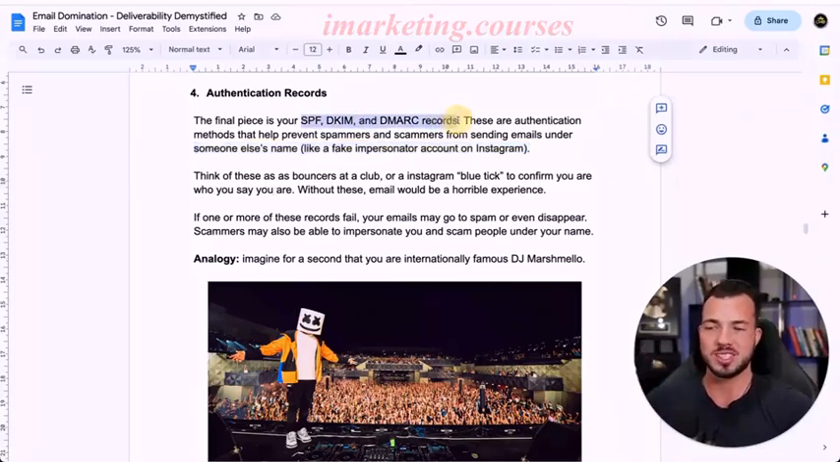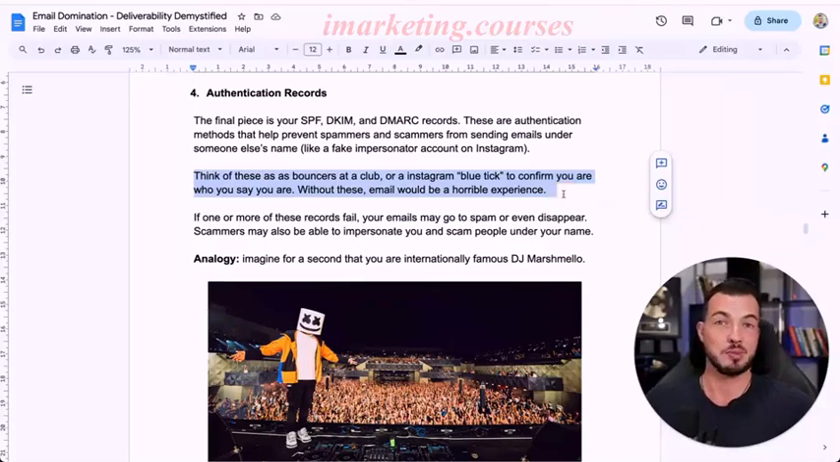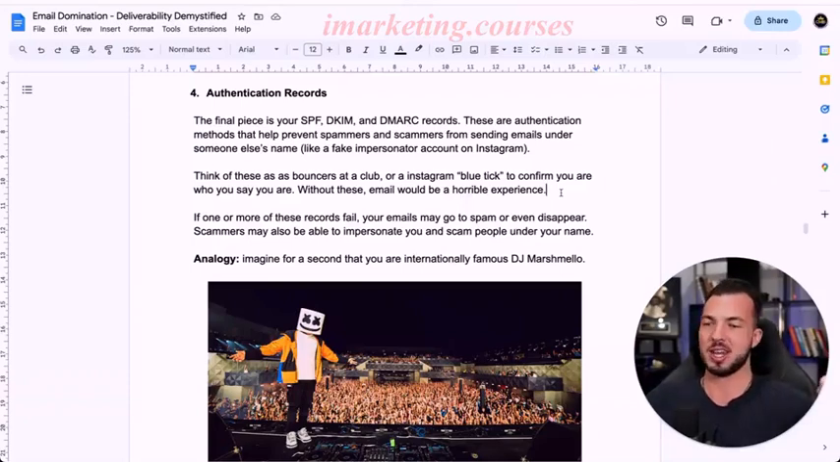So these are really there to safeguard and protect users from spammers and scammers, and to stop anyone from sending an email pretending to be anyone else. You can see why that would cause a ton of problems, right? You'd be getting all sorts of fake emails from Amazon, Stripe, your mobile provider, Meta, pretending to be a real insurance company or something, sending malicious links and hacking you. So you can think of these records as bouncers at a club, or an Instagram blue check that confirms you are who you say you are.